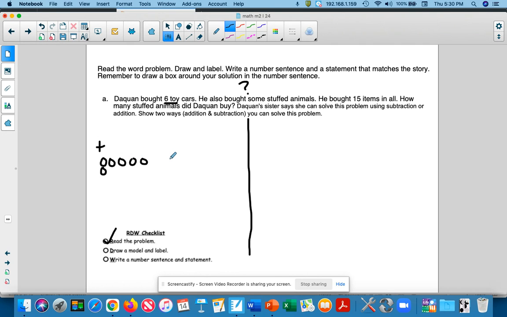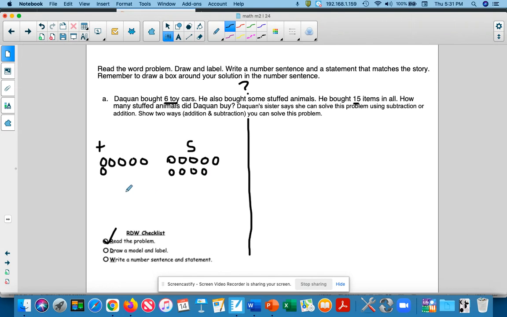All right, and now we need to count on until we get to, you guessed it, 15. That's going to be the total number of items that we have. So I'm just going to put an S over here for stuffed animals. And we're going to continue counting on. After 6 comes 7, 8, 9, 10, 11, 12, 13, 14, 15. And I'm going to stop there.